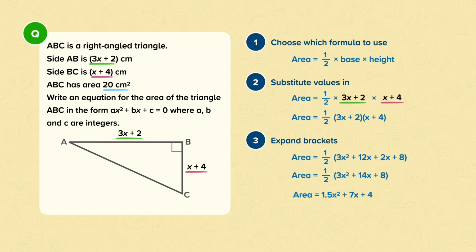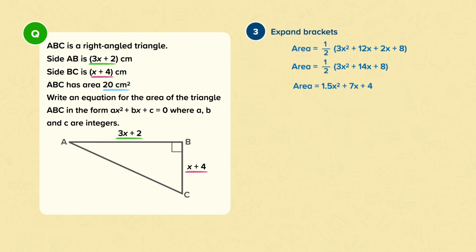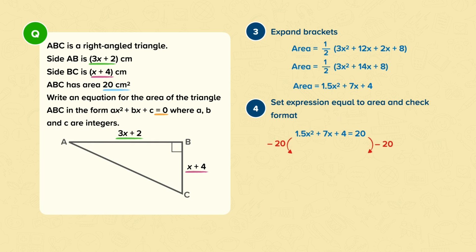So far, we have an expression for the area, but we want an equation and have more information. We are told that the area is 20 centimetres squared, so we can set our expression equal to this value. So let's take that expression that we made for area and set it equal to 20. And this is almost the format that we were asked for. However, we need it to be equal to 0. We can make our equation equal to 0 by subtracting 20 from each side to give us 1.5x squared add 7x minus 16 equals 0.